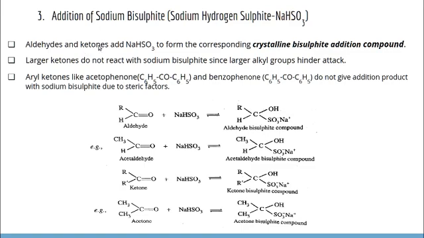Aldehydes and ketones add sodium bisulfite to form the corresponding crystalline bisulfite addition compound. So when we add sodium bisulfite, having the formula NaHSO3, to aldehydes and ketones, you will get the corresponding crystalline bisulfite addition compound.